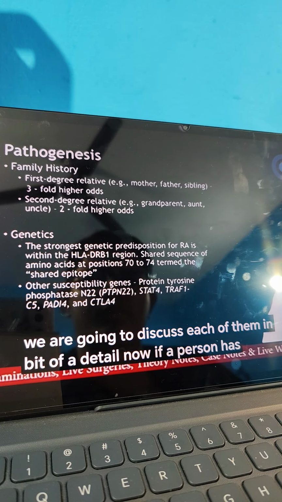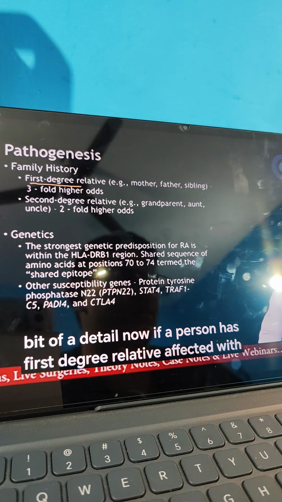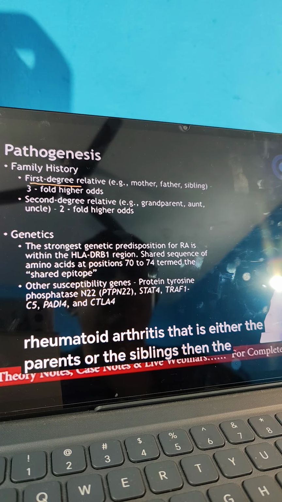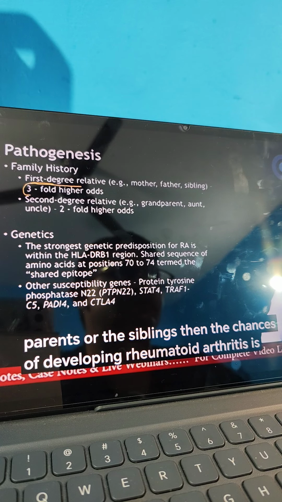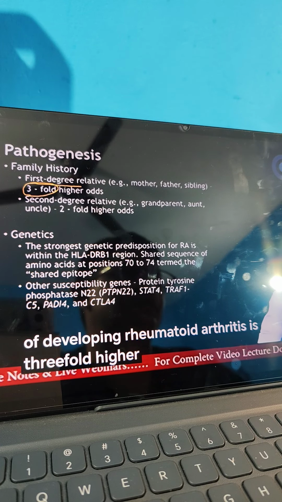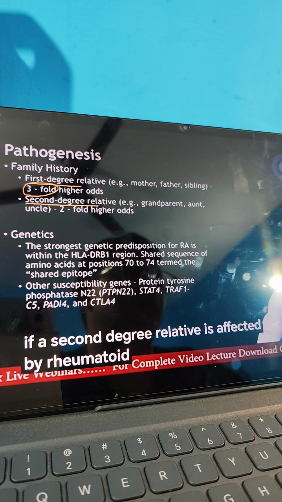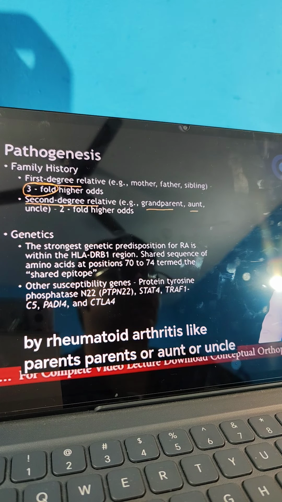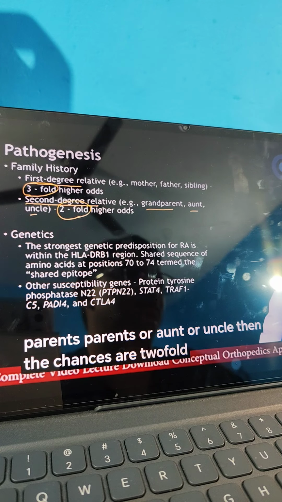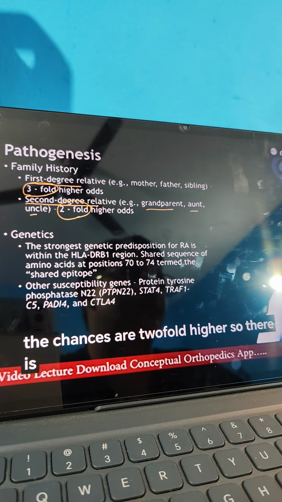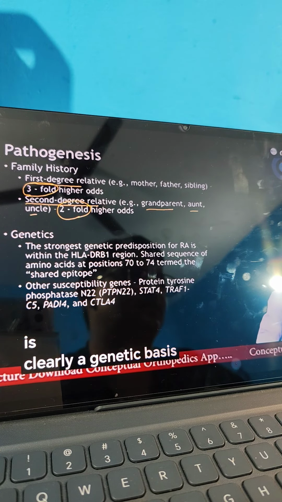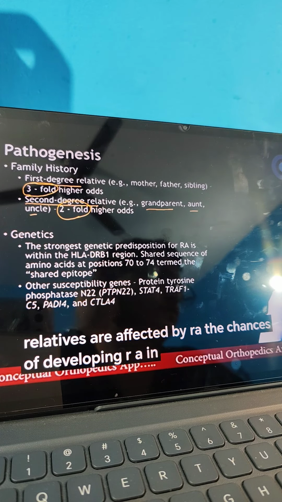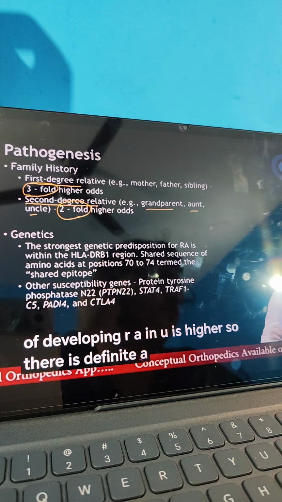If a person has a first degree relative affected with rheumatoid arthritis, that is either the parents or the siblings, then the chances of developing rheumatoid arthritis are threefold higher. If a second degree relative is affected, like an aunt or uncle, then the chances are twofold higher. So there is clearly a genetic basis. When your relatives are affected by RA, the chances of developing RA in you are higher.